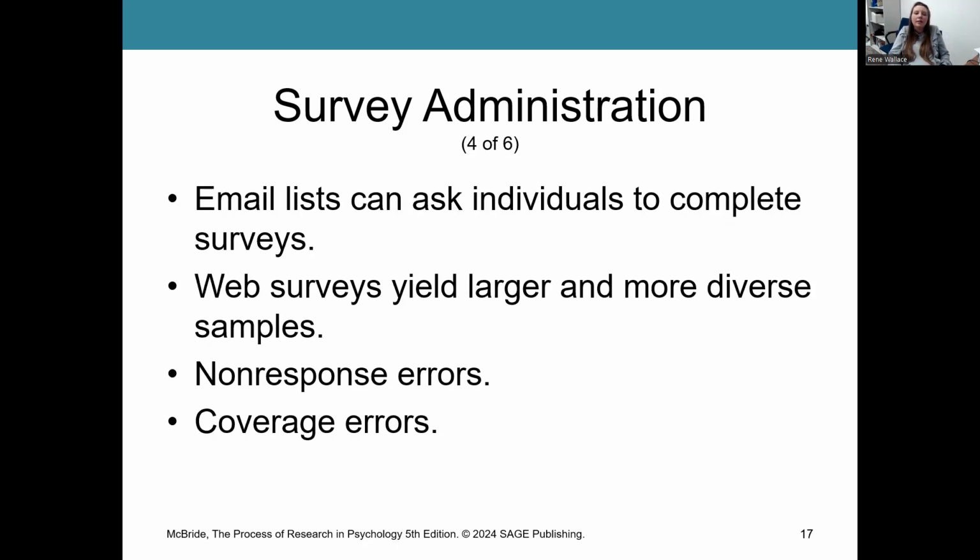Email list might be easier. I know when I was conducting some research in college, I would send emails to people, but they were already people that I knew. So maybe that affected whether or not they would reply.